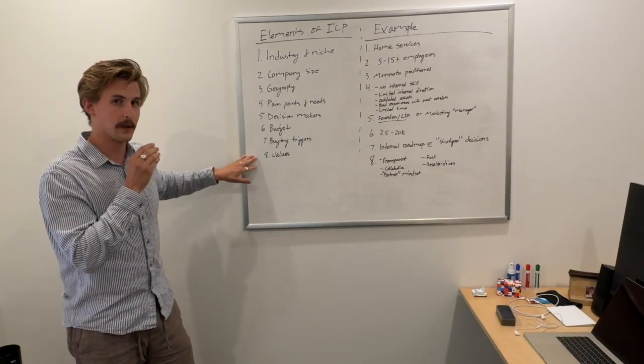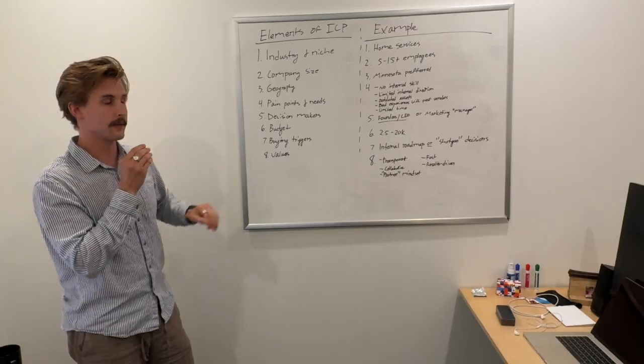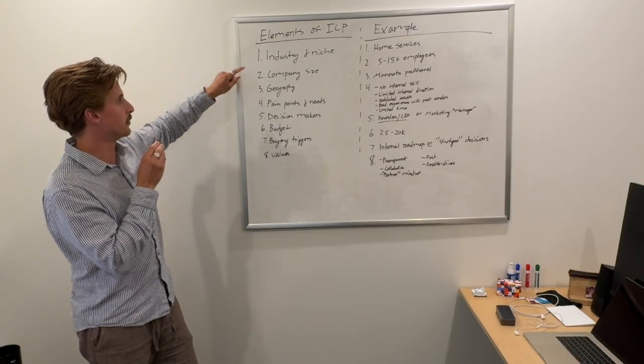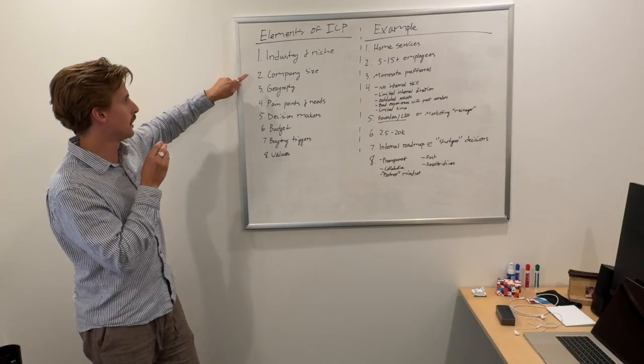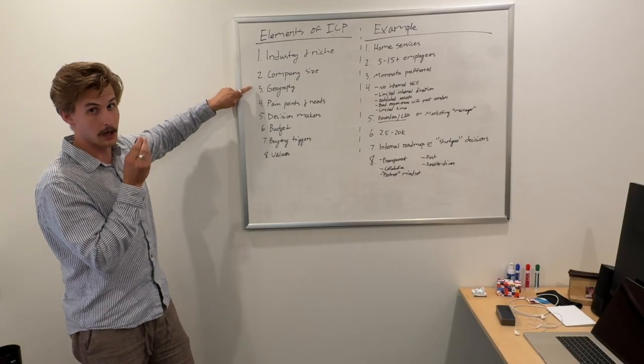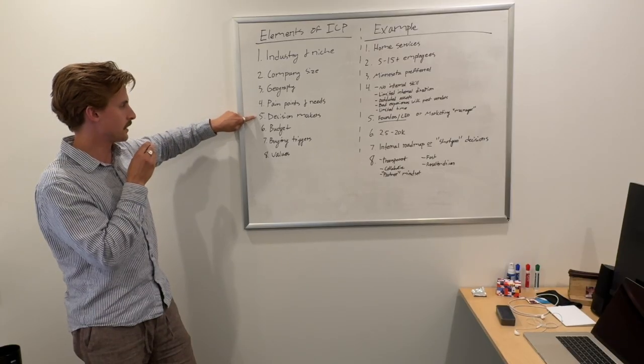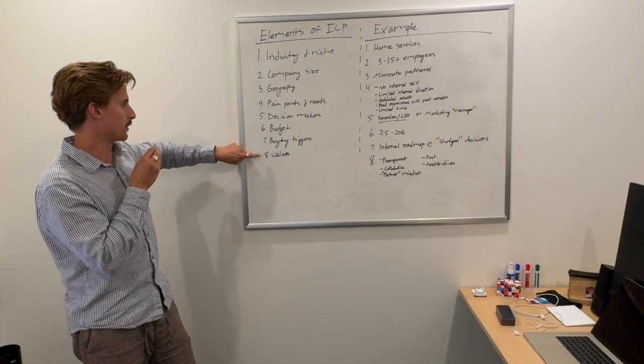There are more if you want to get more specific, but just to keep it high level, we'll keep it to these 8 for now. So first of all, if you want to build out a profile, you need to list out the industry niche, the company size, the geography, so where they're located, the pain points that they struggle with, who makes the decisions, budget, buying triggers, and values.